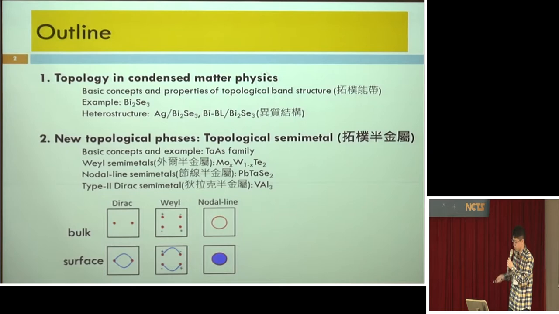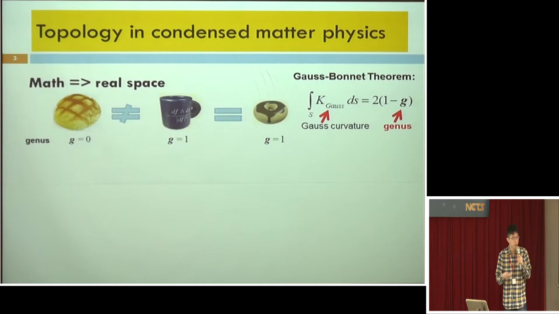Because the previous speaker has given a very nice and clear introduction, here I only use a simple physics picture to recall the key concepts. Even if the physics is not precise, it is very simple. In math, we are used to discussing topology in real space. We can recognize the system topology by using the Gauss-Bonnet theorem. We don't need to go into detail.